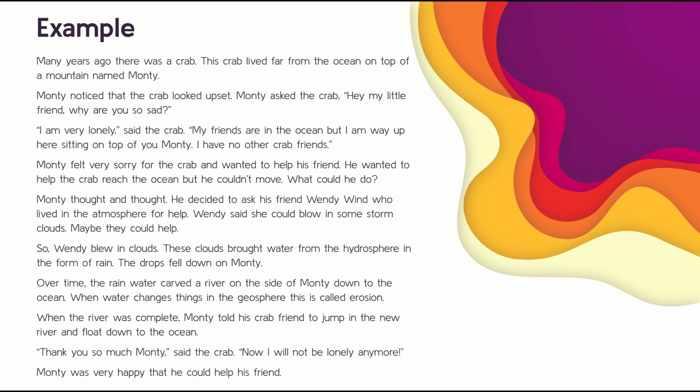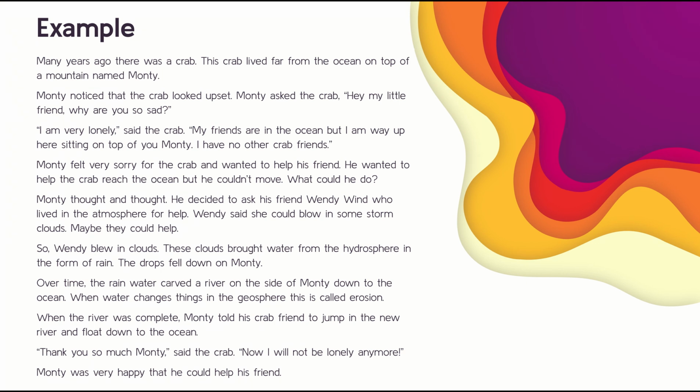Monty felt sorry for the crab and wanted to help his friend. He wanted to help the crab reach the ocean, but he couldn't move. What could he do? Monty thought and thought. He decided to ask his friend Windy Wind, who lived in the atmosphere, for help. Windy said she could blow in some storm clouds. Maybe they could help. So Windy blew in clouds. These clouds brought water from the hydrosphere in the form of rain.